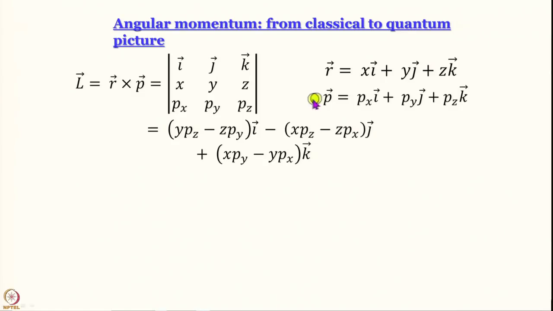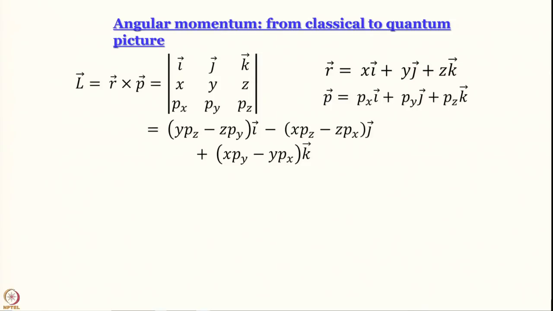So, this quantity y p z minus z p y is essentially the commutator between y and p z. Then x p y minus y p x. Okay, that is not the commutator, it is just two operators operating simultaneously, well one after the other. This is what we get.